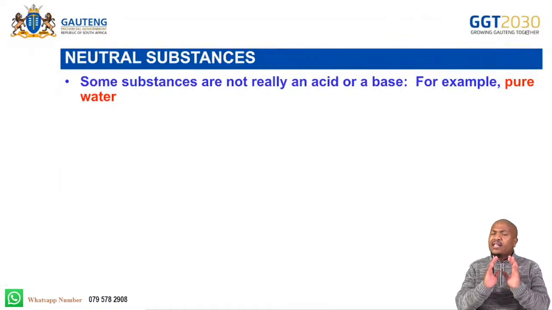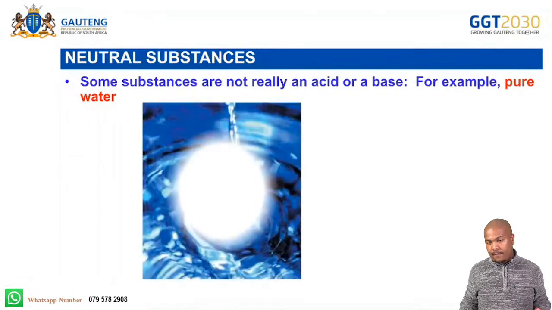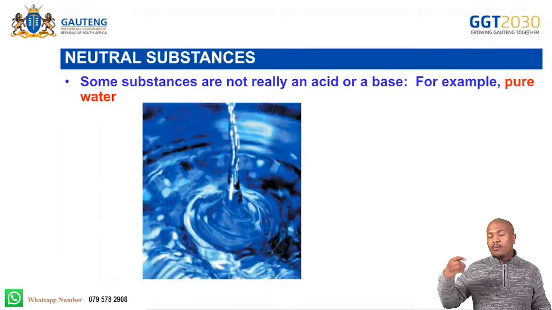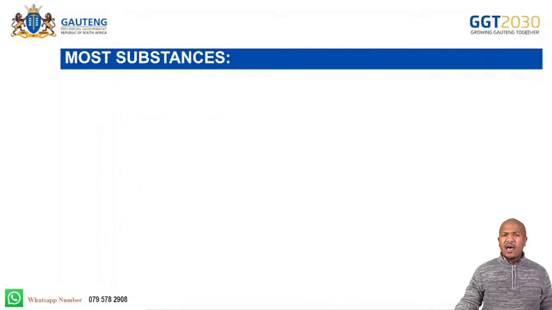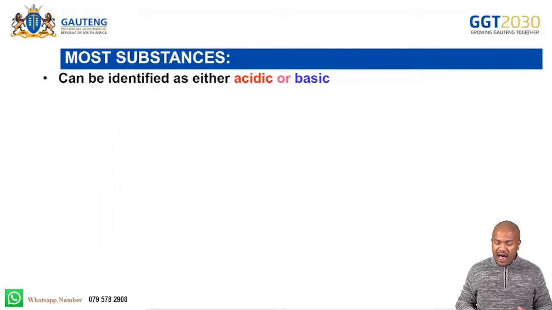So now there are neutral substances again. Some substances are not acidic or basic, and those we call neutral substances. For example, pure water. Pure water is an example of a neutral substance. It is right there at pH value 7. It is neither acidic nor basic. Are we together? But in most cases, most substances are either acidic or basic, so they can be identified as either acidic or basic.